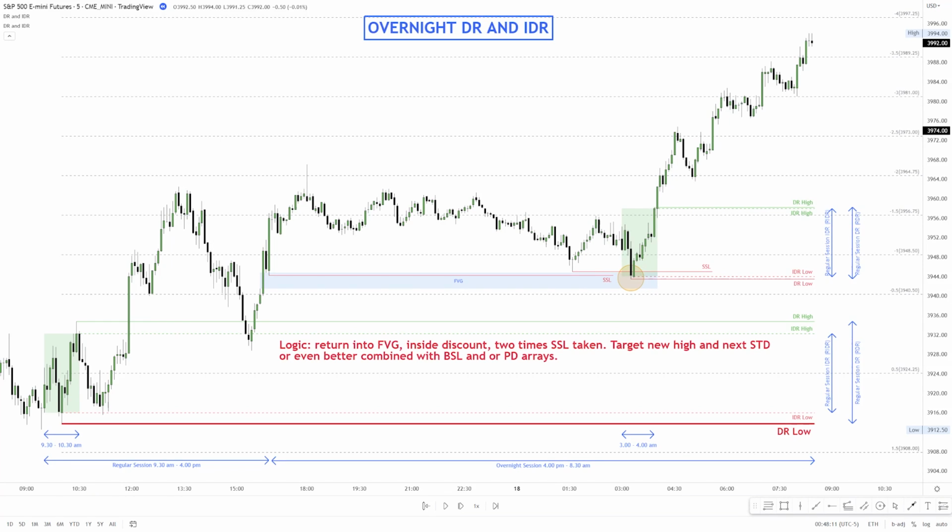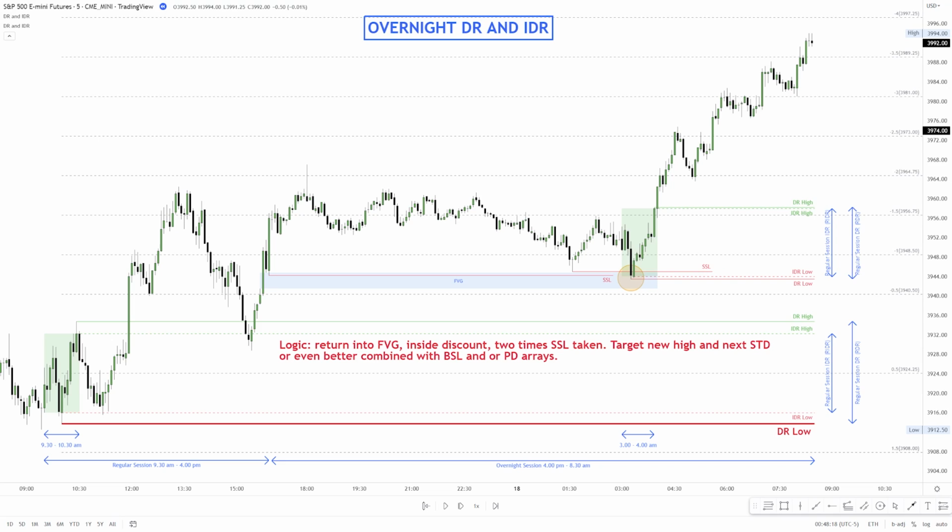We know that the regular session rules will apply overnight too. And we just figured that another DR is forming between 3 and 4 a.m. New York time. After the usual consolidation during the Asian session and the start of the overnight DR, the market takes out 2 times internal sell-side liquidity, returns into a fair value gap in discount.